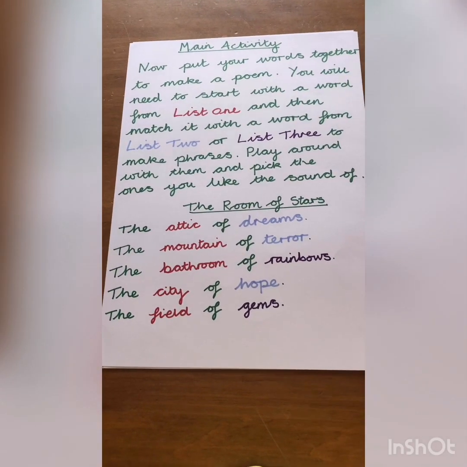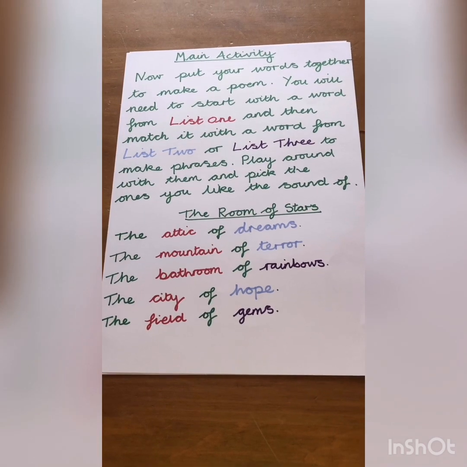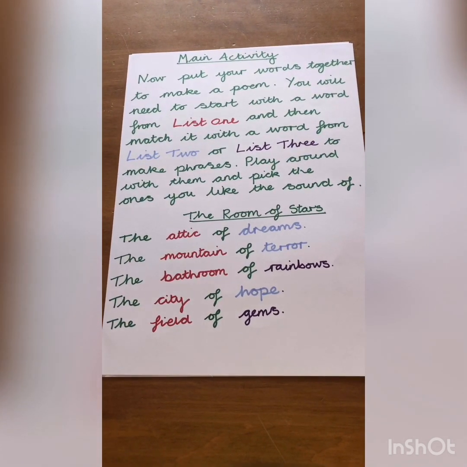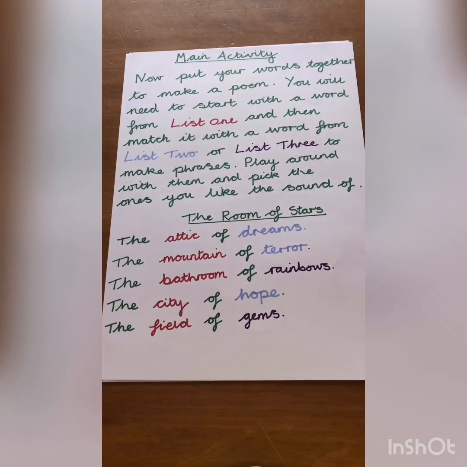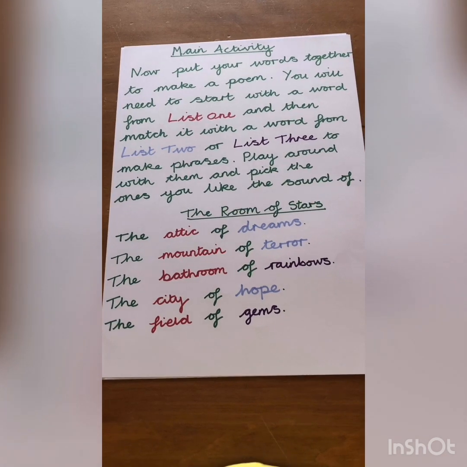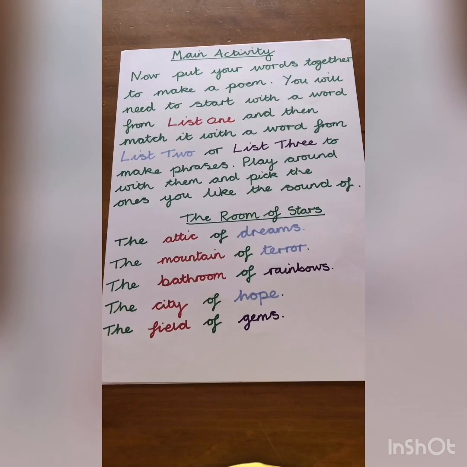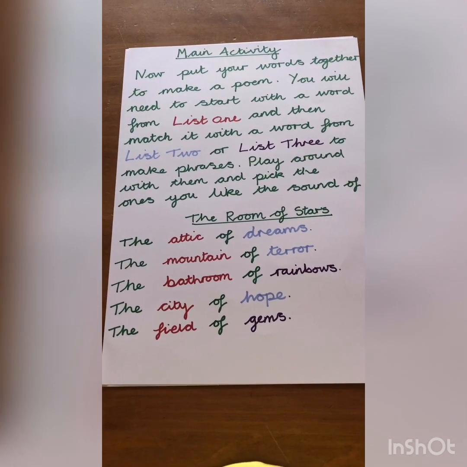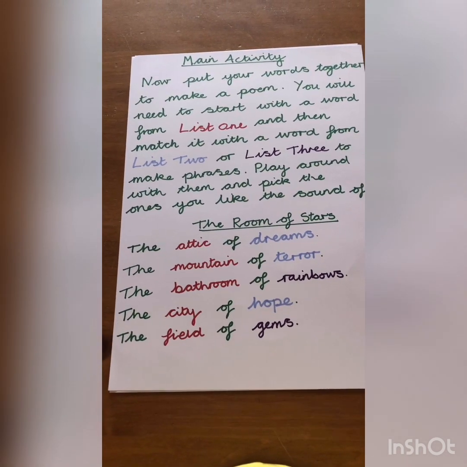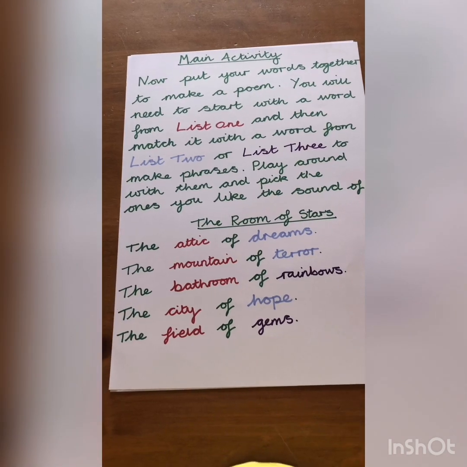So to begin to create your poem, you now need to put your words together. You need to start with one word from list 1, which are your places and locations, and then match it with a word from either list 2, which are your abstract nouns, or list 3, which are your natural things, to make phrases. Play around with them and pick the ones you like the sound of.